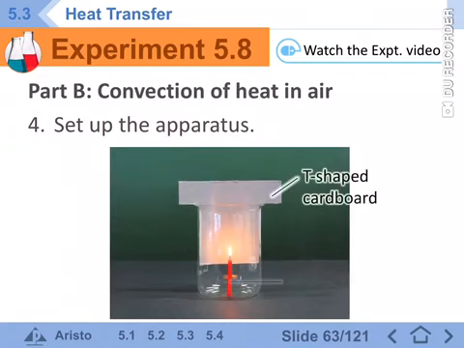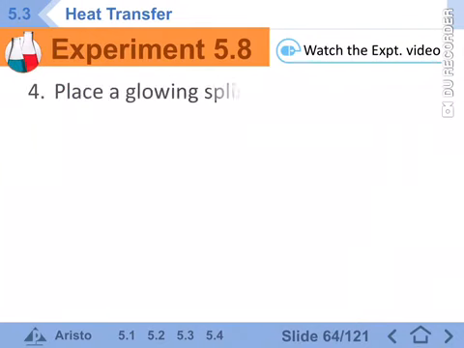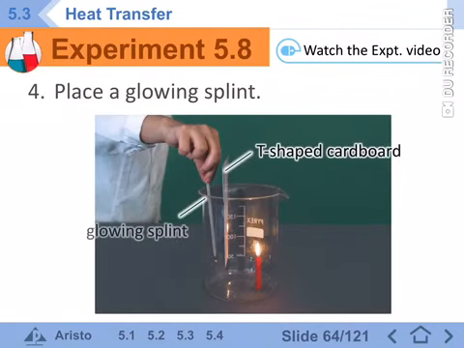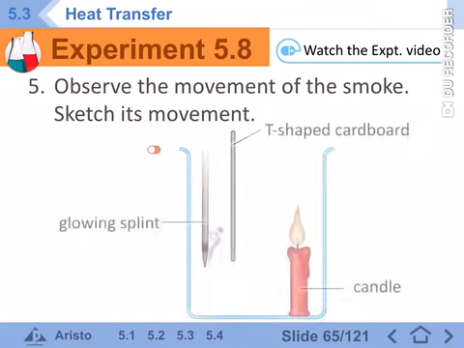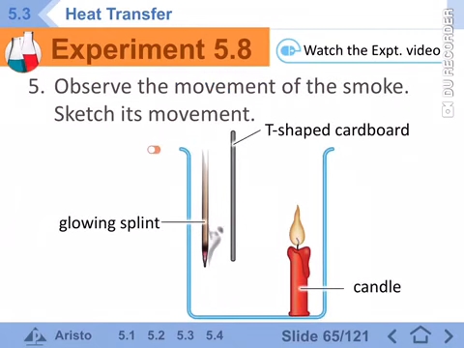In the second experiment, we have the candle and the T-shaped cardboard. The reason for that cardboard is to separate the cold air from the hot air. So in front of the cardboard with the candle, the air will be really hot and will want to escape from the beaker. And in here, the glowing splint is at the back, so that whatever cold air will be coming from that side, or from your left hand side, goes around the bottom and comes out of it. So let's take a look. In here, the movement will look like this.